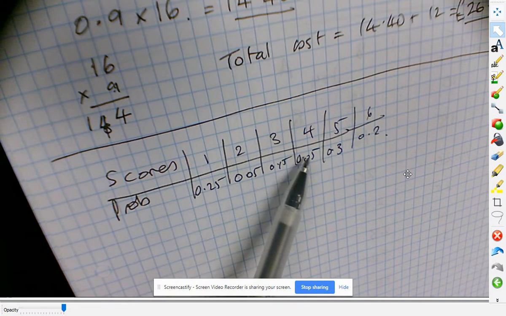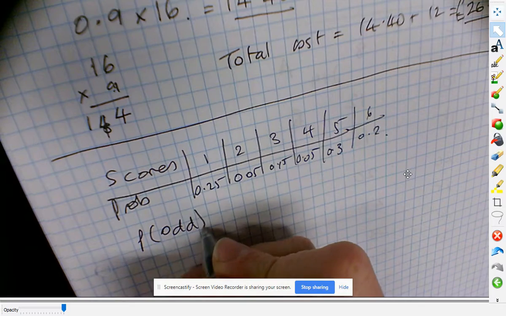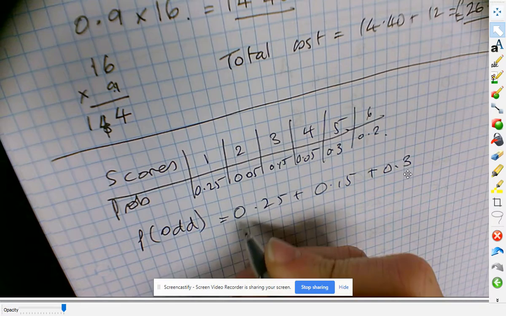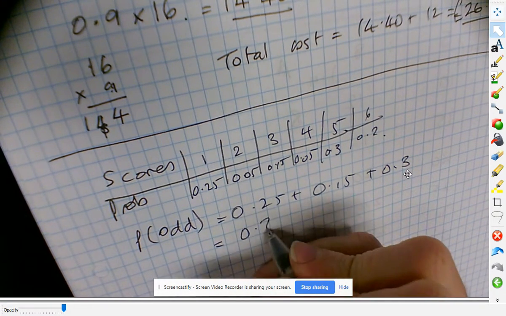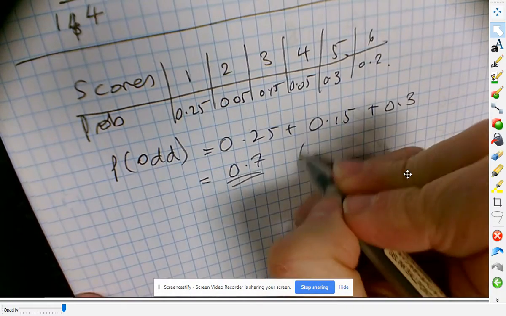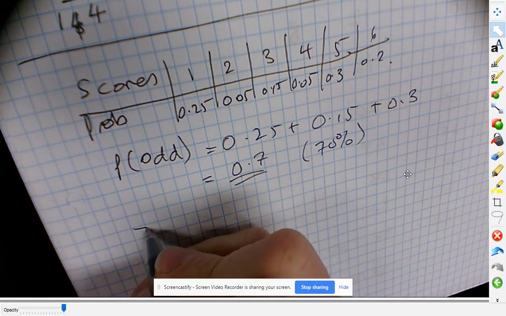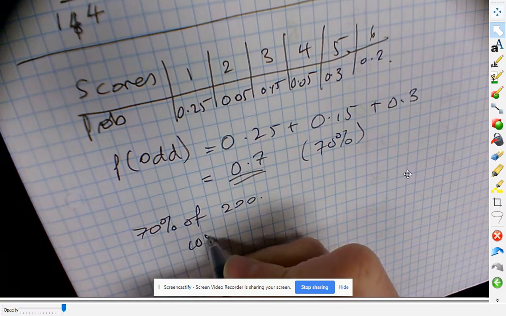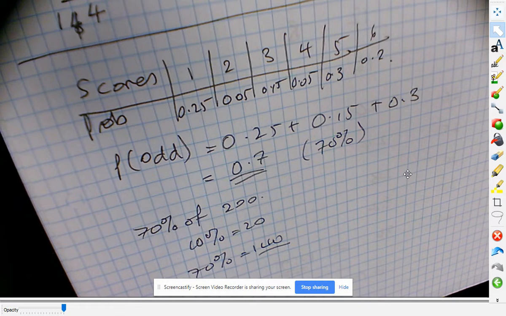So I can just work these things out separately and add them together, or I can say, what's my probability of getting an odd number? Well, that's 0.25 add 0.15 add 0.3. So that's 0.7. So 70% of the time, I'm going to get an odd number. So then I can do 70% of 200, or 10% is 20, so 70% is 140. Okay?